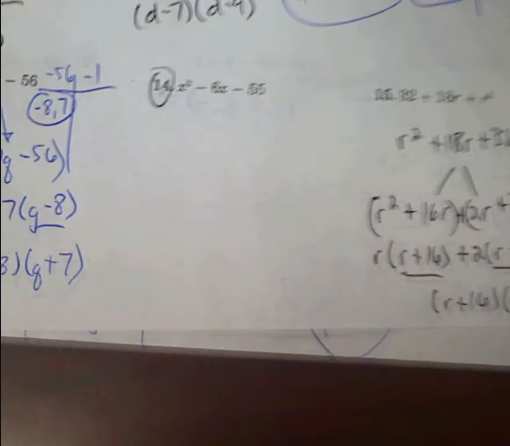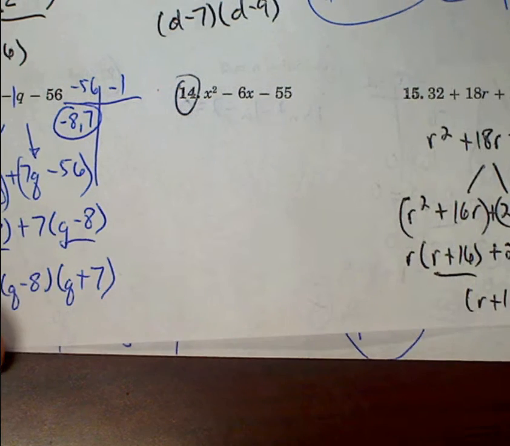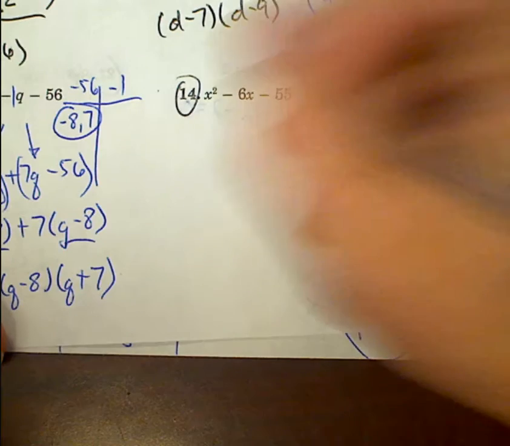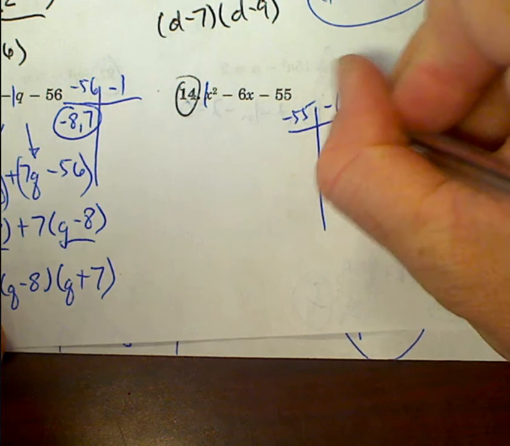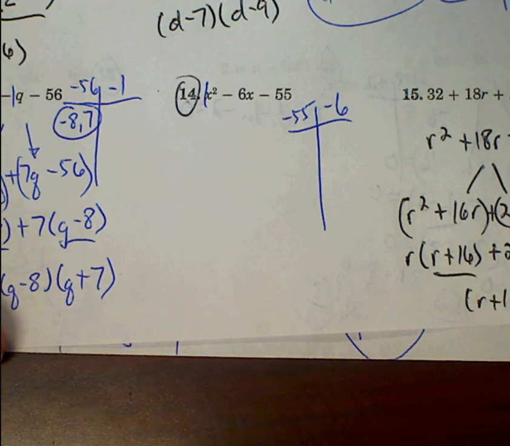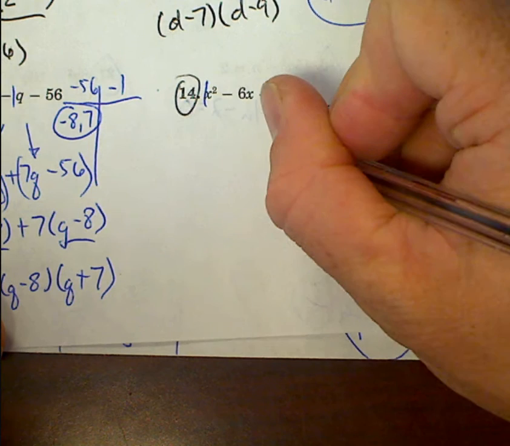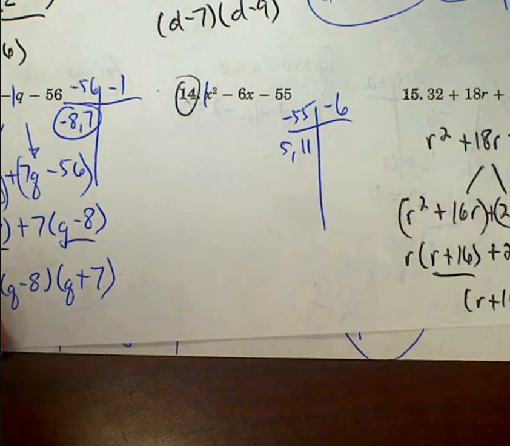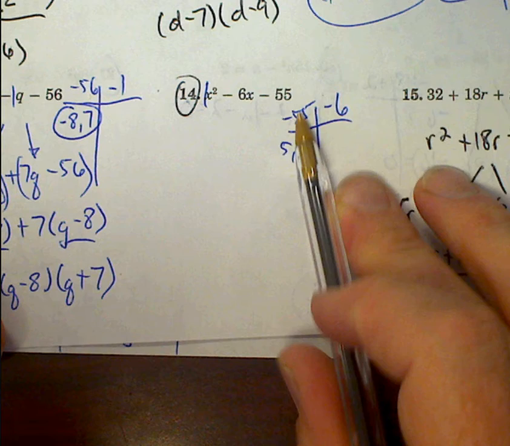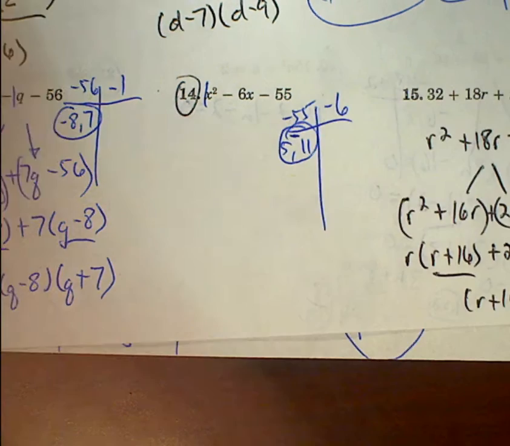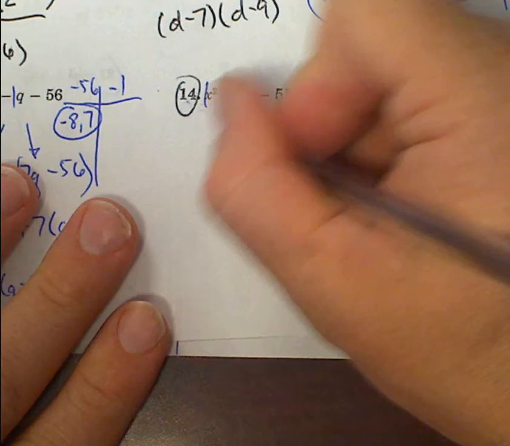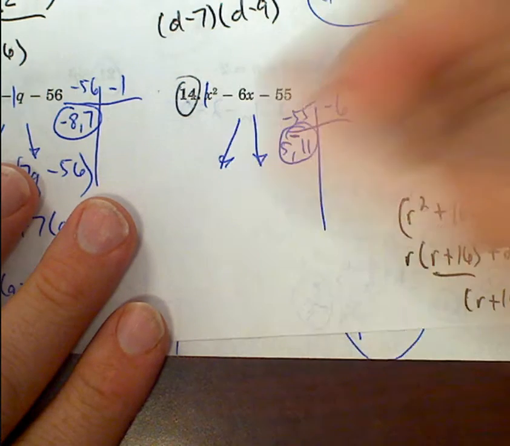Number 14, same thing. 1 times negative 55 is negative 55. Middle term is negative 6. 5 and 11, that will give me 55. One of them has to be negative. The 11 has to be negative to make negative 6. So I'm going to break this down.